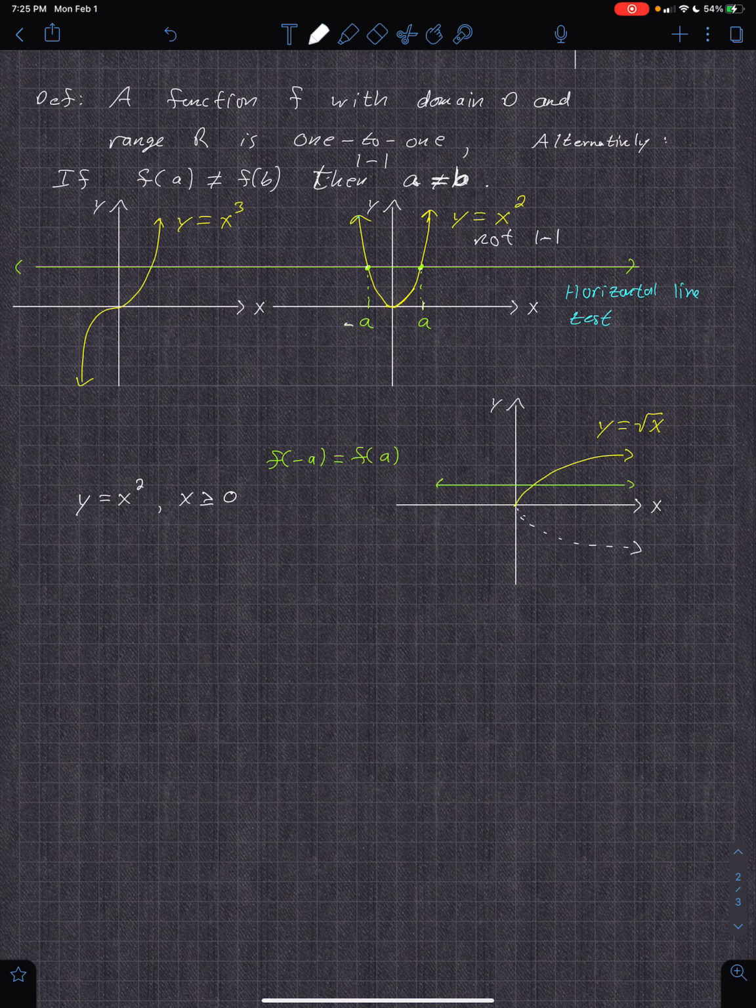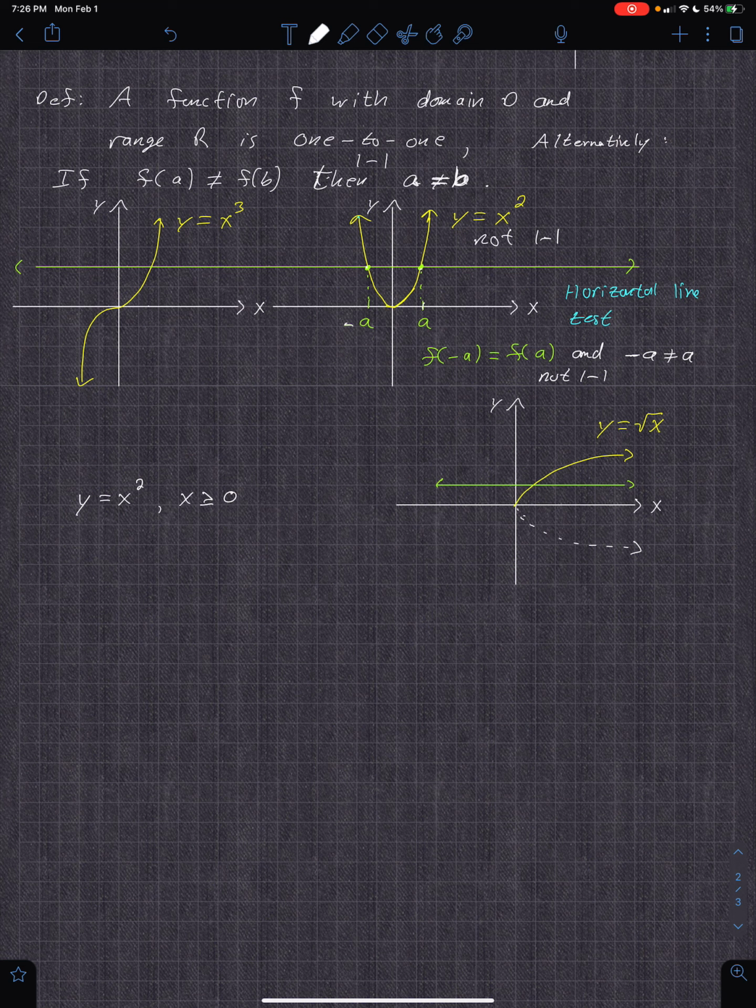This was the case where the function values are equal, and negative a does not equal a. So that's the problem. That's the case where you have equality. So we have P and not Q essentially. That's like the negation of it. So this is true, but this isn't. So that means not one-to-one.